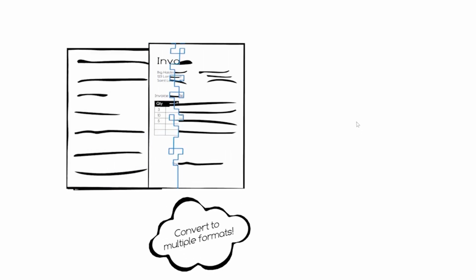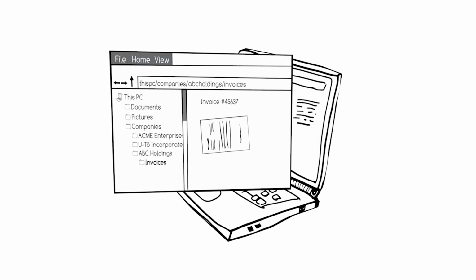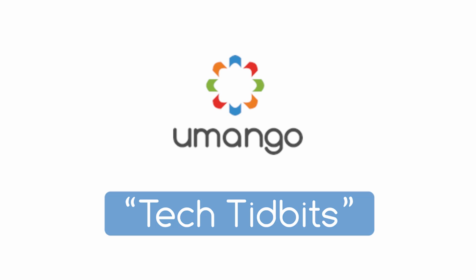Today we're talking wizards, and not the kind with the pointy hats and staffs. We're talking about the simple job wizard that we can use to convert and store all sorts of different file types, as well as use some system variables to help us organize on the back end. Stay tuned. It's the Tech Tidbit in Umango.